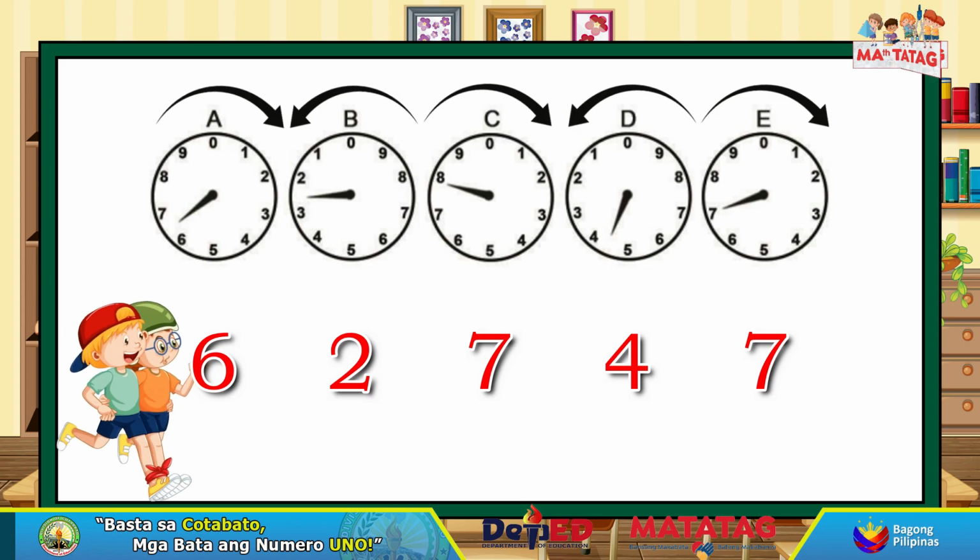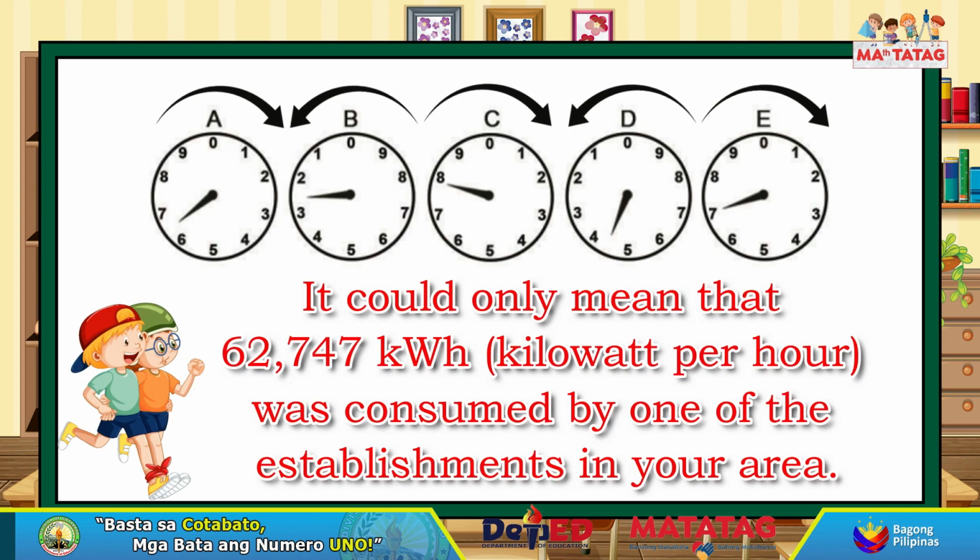Now, how can you interpret all of these dials? It could only mean that 62,747 kilowatt per hour was consumed by one of the establishments in your area.